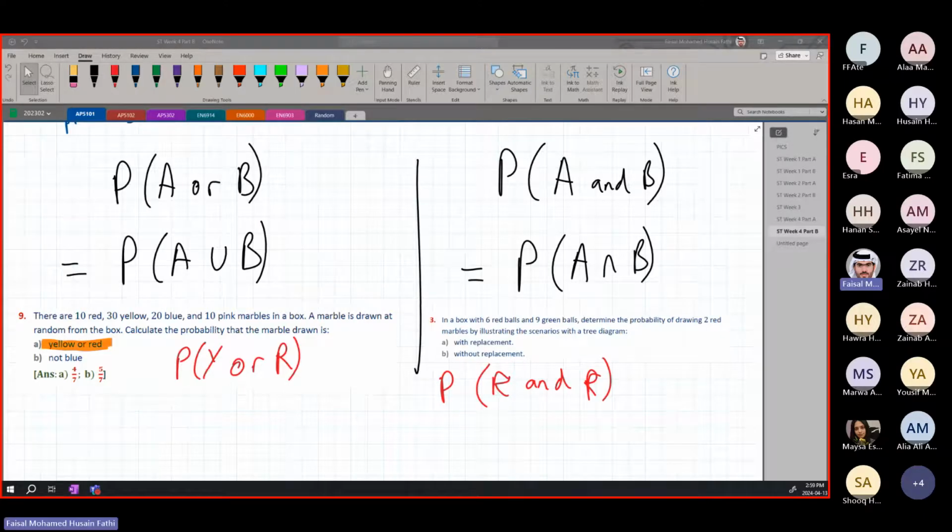Let me see if there are any more questions I can solve about this to clarify the idea a bit more. Let's do more Venn diagram questions actually. Then let's do this one.